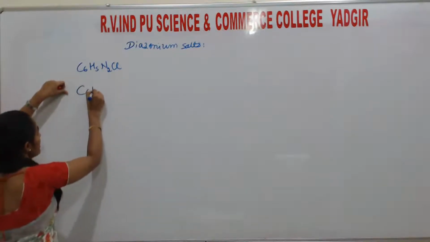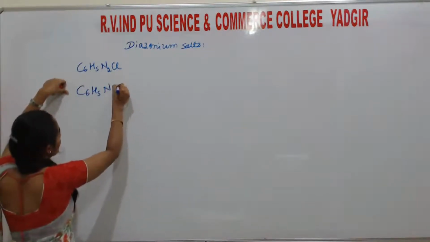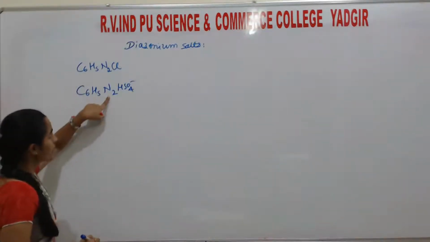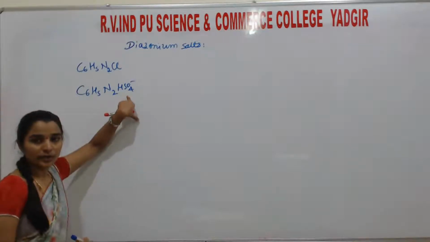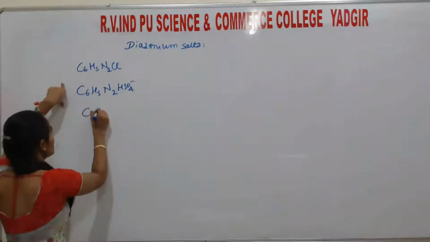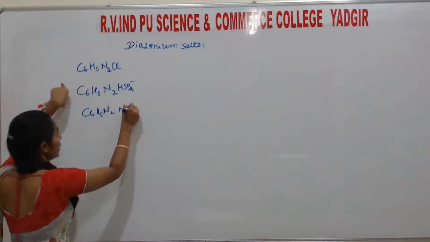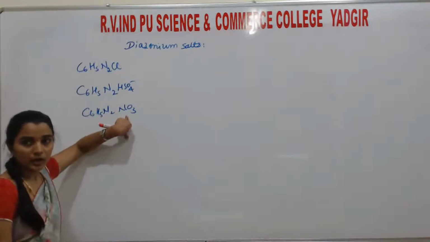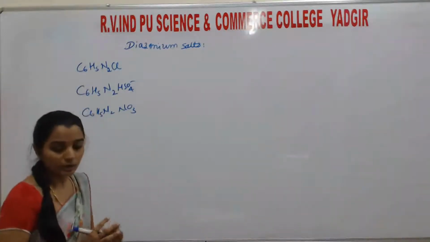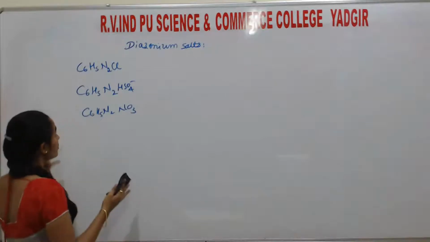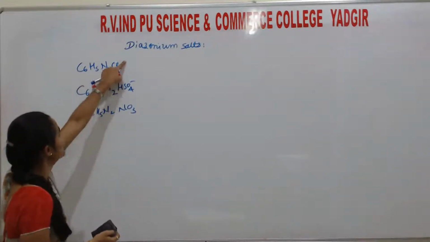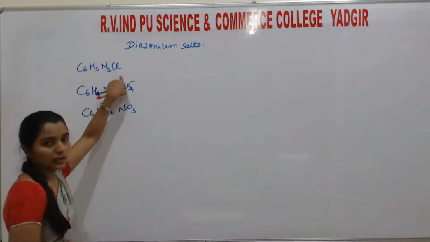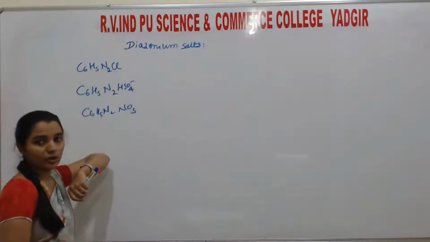Next, C6H5N2HSO4, benzene diazonium hydrogen sulfate. Next is C6H5N2NO3, benzene diazonium nitrate. This is the way to name the diazonium complexes. So this is not that much necessary. We are using only this complex, C6H5N2Cl, benzene diazonium chloride only.